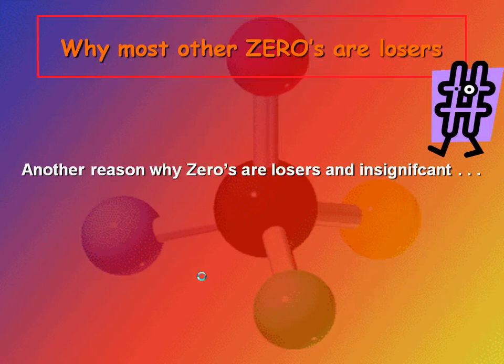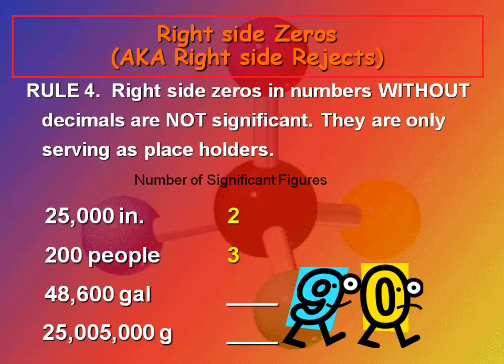So why are most other zeros losers? Another reason why zeros are losers and insignificant. Rule number 4: right side zeros in numbers without decimals are not significant. They too are only serving as placeholders. So again, in scientific notation, I am not going to put these zeros that are trailing off at the end.